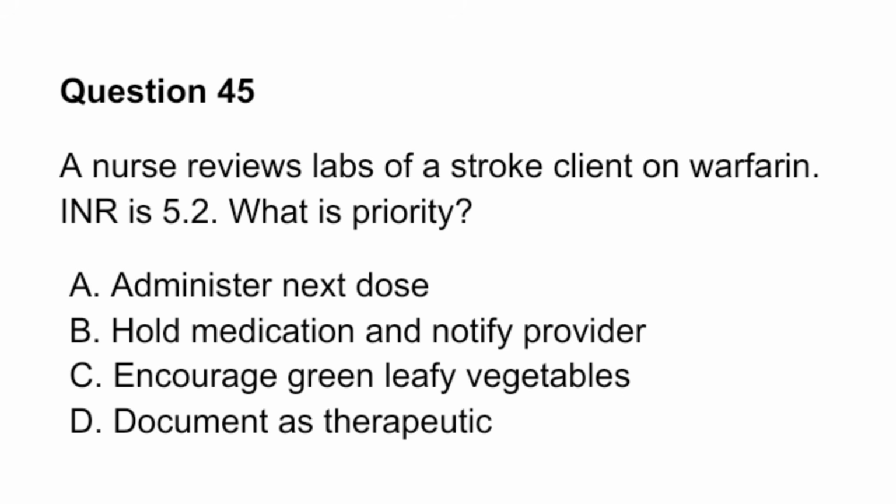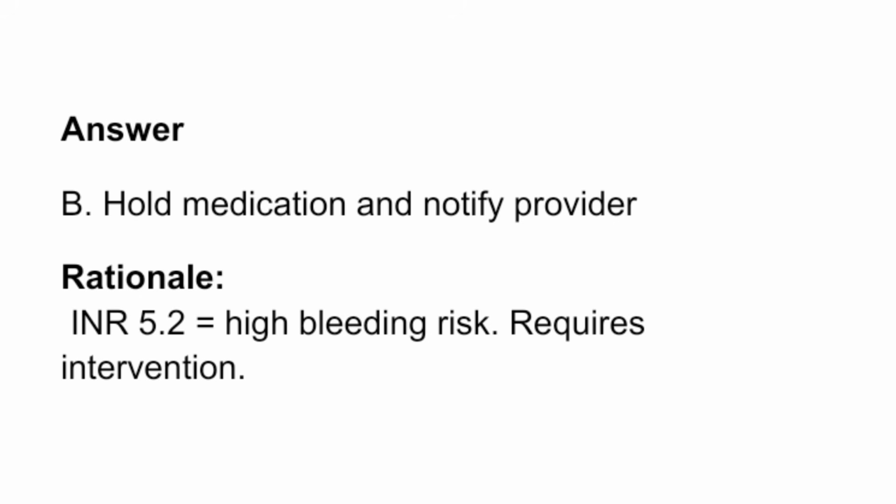Question 45. A client with stroke on warfarin has an INR of 5.2. What is the priority? A. Administer next dose. B. Hold medication and notify provider. C. Encourage green leafy vegetables. D. Document as therapeutic. The answer is B. Hold medication and notify provider. Rationale: INR 5.2 equals high bleeding risk, requires intervention.